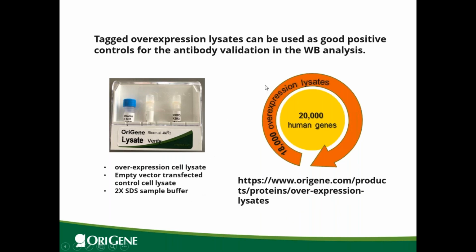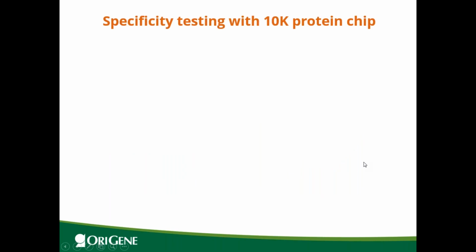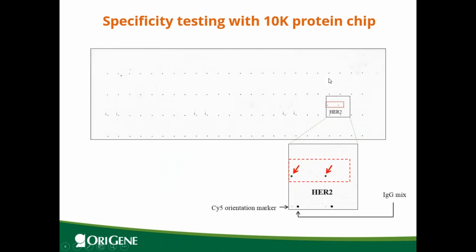Powered by this large collection of overexpression lysate, we have developed another unique method, which is called the 10K protein chip method, to test the antibody specificity. For this method, we have printed more than 10,000 overexpression human protein lysates on a high-density protein microarray, and we use this microarray to test the cross-reactivity of our antibody.